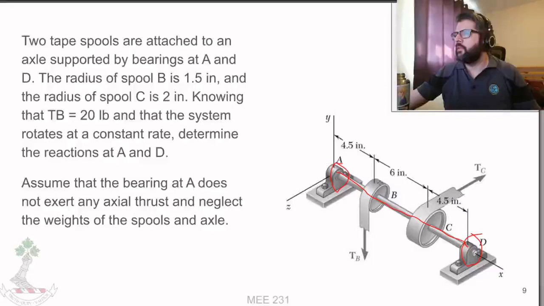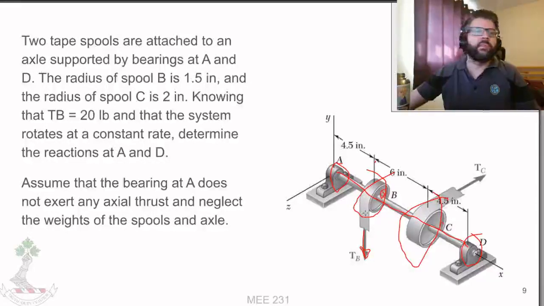Got the two radii for the spools. This one's a bit smaller than the other. B here has a radius of 1.5 inches. This one here has a radius of 2 inches. And we know what the tension is in the tape at B here.